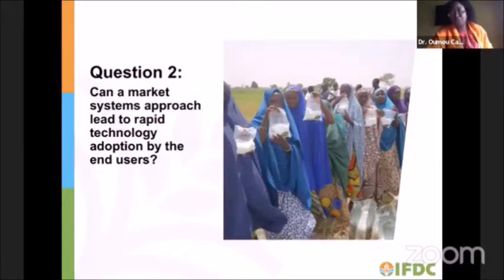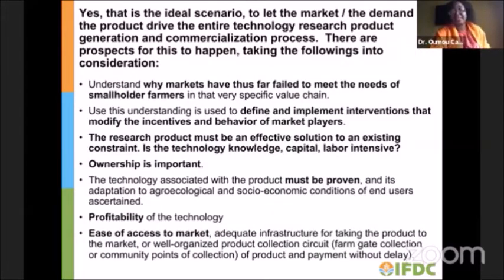In respect to question 2, if a market system approach can lead to rapid technology adoption by the end user, yes. That is the ideal scenario, to let the market, the demand for the product, drive the entire research, product generation, and commercialization process. There are prospects for this to happen, and you must start with an understanding of why markets have failed to meet the needs of farmers in that very specific value chain.